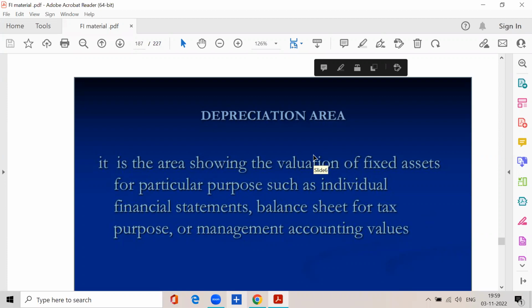again, we calculate the depreciation on the proposed plant and machinery. That is called management accounting values, and also cost accounting purpose. So in cost accounting, we always consider the actual number of hours worked by the plant and machinery. Like that, for different purposes, you calculate the depreciation. Each such purpose is called a depreciation area, nothing else. Clear?